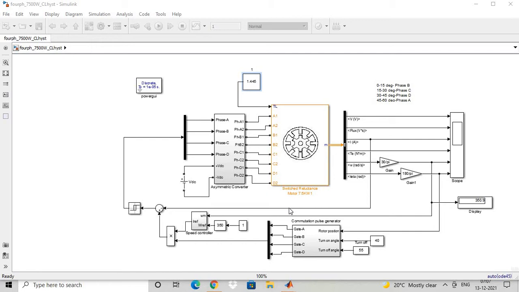In this session, we'll demonstrate the closed loop control of a hysteresis current controlled switched reluctance motor.